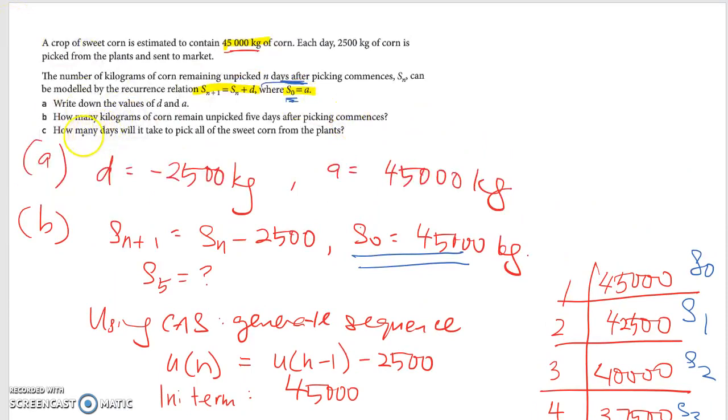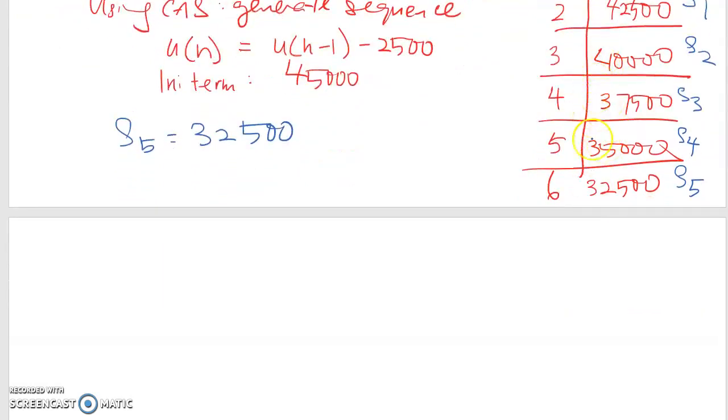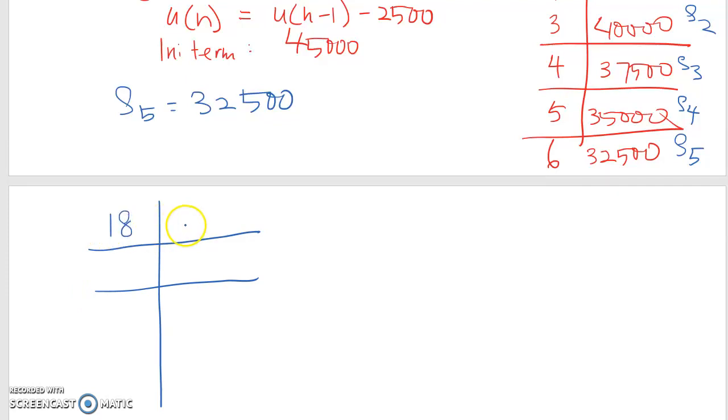Part C. How many days will it take to pick all of the sweet corn from the plants? Now, if you're looking for all of the sweet corn to be picked, then basically what would remain is 0 kilograms of corn. So we're looking back at your sequence here, and we'll scroll down the sequence, and we're going to find when it's going to show 0. So if we continue looking down, you will eventually see 2 numbers, that being the 18th number in your sequence, that's 2,500, and of course the 19th number here will be 0.